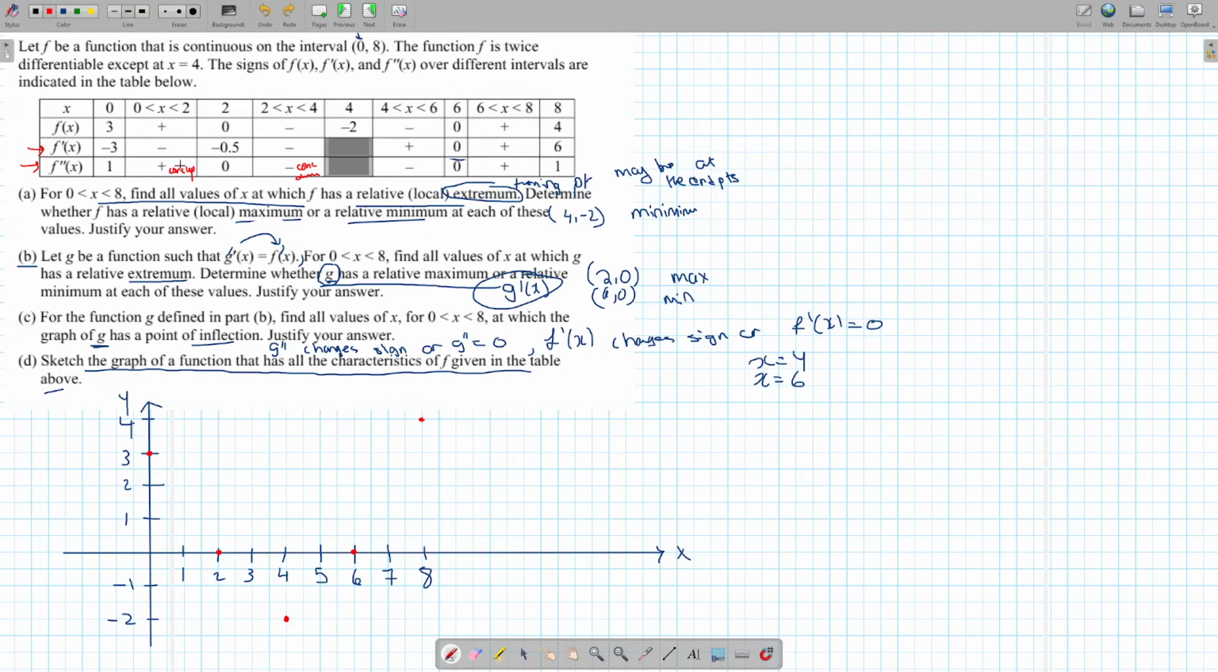The concavity here is concave up. How does concave up look? Draw it on the side if you forget. Concave up looks like this. Concave down looks like this. Since it's concave up and I want to decrease, that means my decrease is going to look like this. Alright? So it's going to go like this.